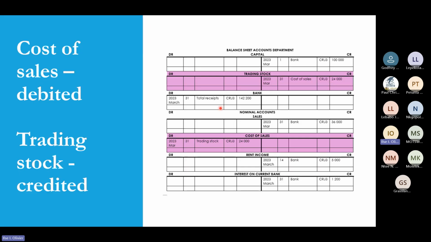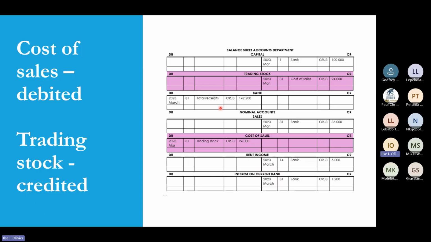So to summarize, we will say in our CRJ, the most important column is still bank. Bank is debited and the rest is credited. Why do we not take cost of sales into account? Because it just tells us how much trading stock was sold. It has nothing to do with the cash that we received. So then cost of sales is an expense that is debited and the rest is credited.